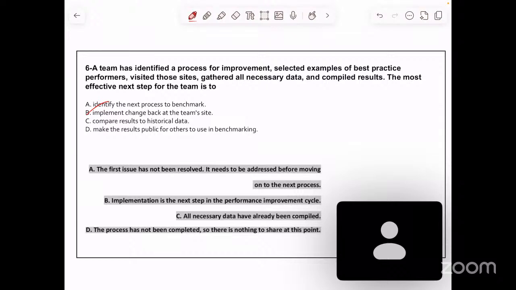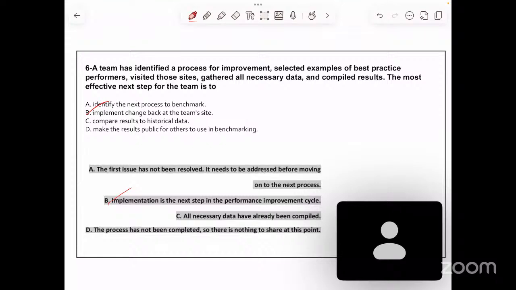Implement change. Yes, implementation. Very good. So after compiling all necessary data, the next step in the performance improvement is to implement the identified changes. So this one is to address all the unresolved issues. Okay, the others, compiling data or sharing results prematurely, are secondary to taking action on the improvement plan. Clear, Radha?